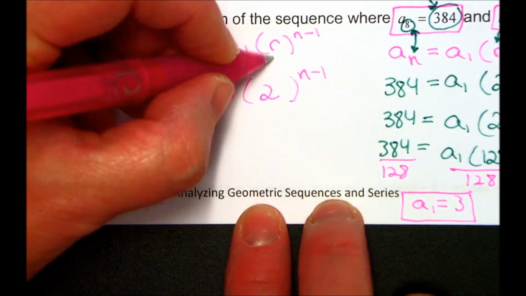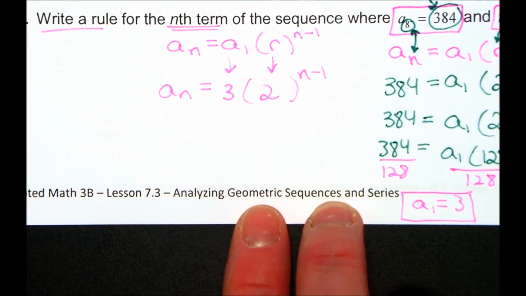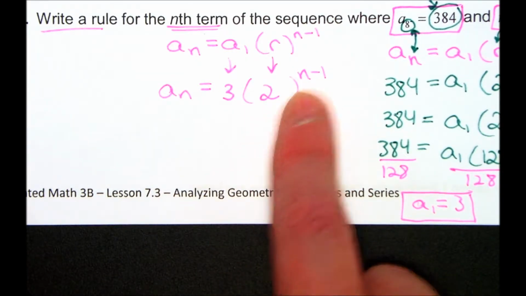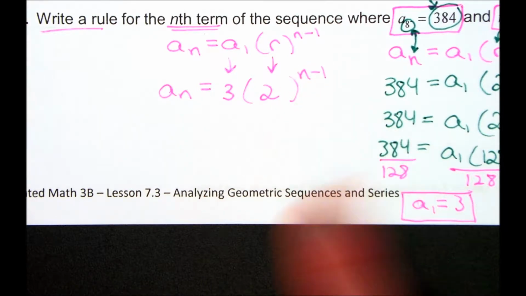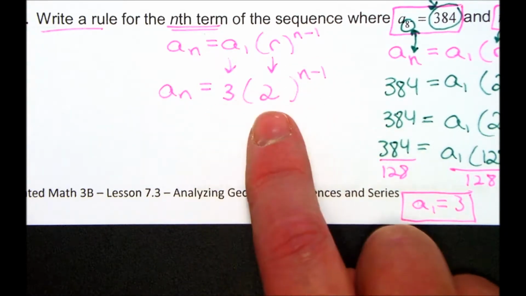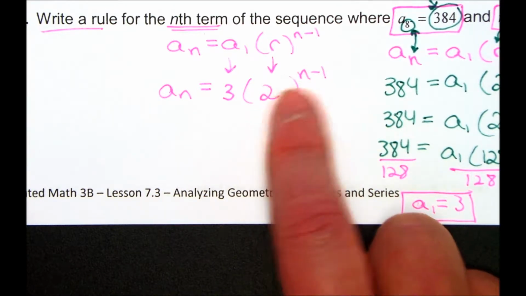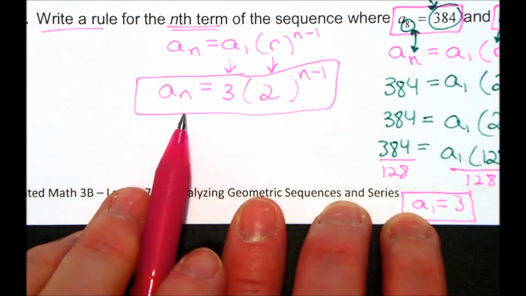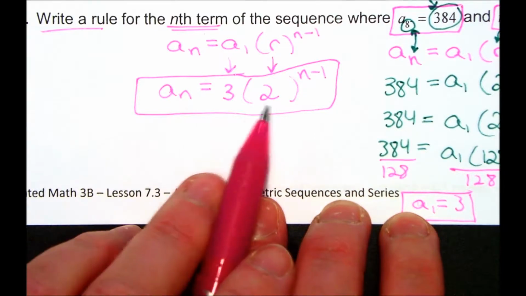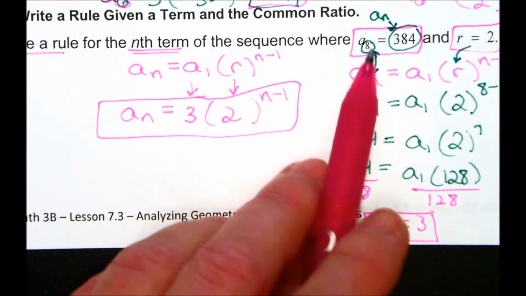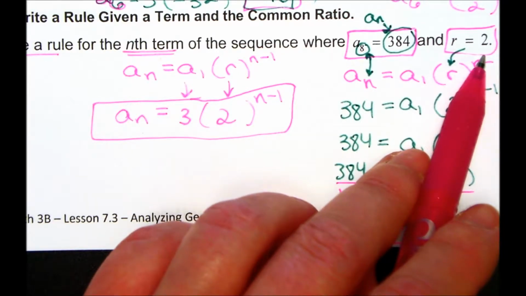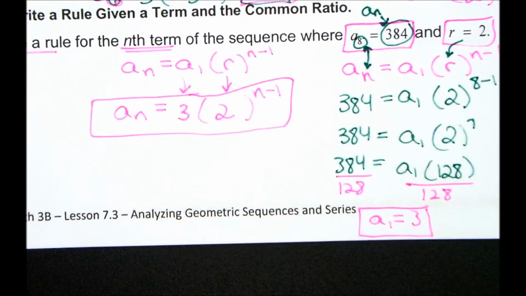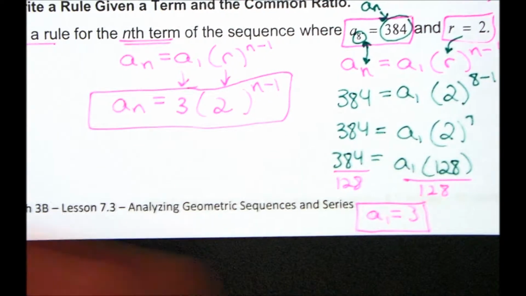Be careful that you do not multiply the 3 and the 2 together. I've seen that mistake being made by some students. You cannot multiply those together until you take 2 to a power, because in order of operations, exponents come before multiplication. So if you don't know what your exponent is, you cannot do anything else. So there we have it. That is the rule to find the nth term of this sequence that has an 8th term of 384 and a common ratio of 2. Okay, good. Hopefully you understood that. If not, go back and review it again.